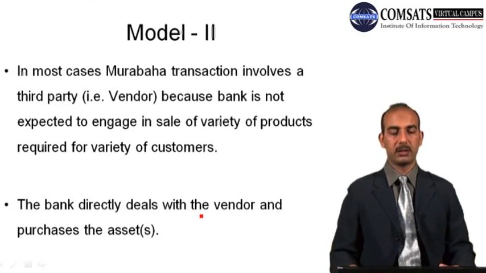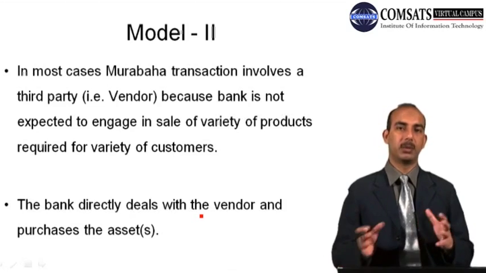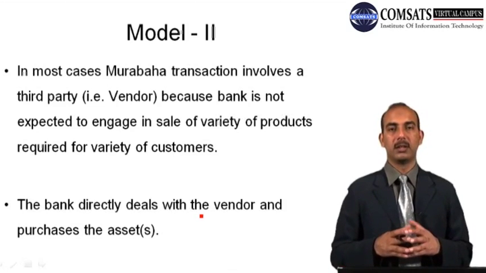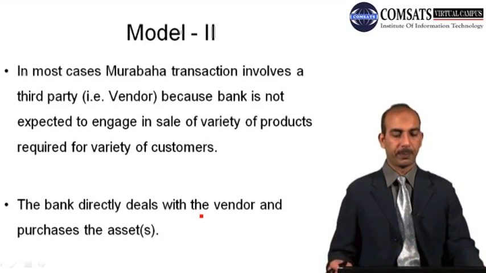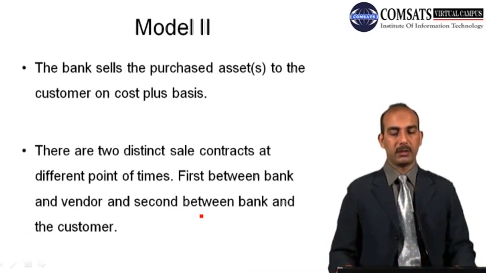So the second model suggests that in most cases of Murabaha transactions, there is a third party, we call that a vendor. Because the bank is not expected to engage in sale of a variety of products required for a variety of customers, the bank directly deals with the vendor and purchases the assets. So whenever some client comes to the bank for a particular asset, the bank would contact the vendor and purchase the asset from the vendor, and the bank sells the purchased assets to the customer on a cost plus basis.